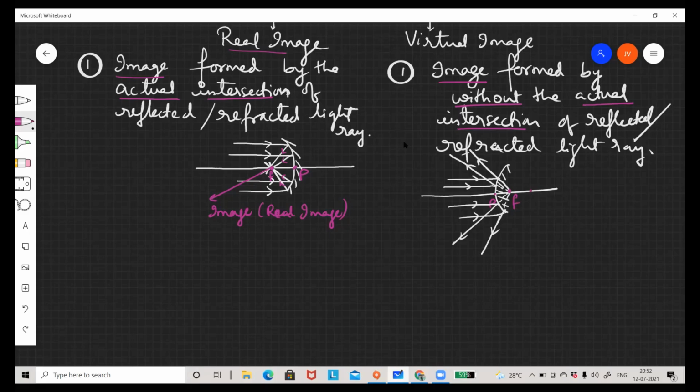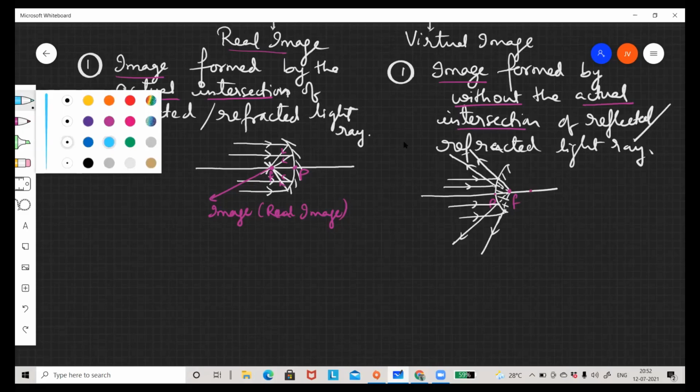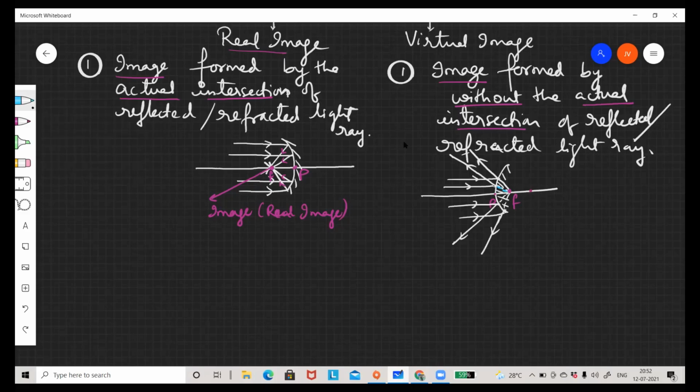Now it appears as if all these rays must have started from this intersecting point. That intersecting point is where the image is formed. And this image is formed without actual intersection of reflected light rays. It appeared that all those diverged light rays started from there, but really they have not. Such kind of image is called a virtual image. So that's the basic definition.